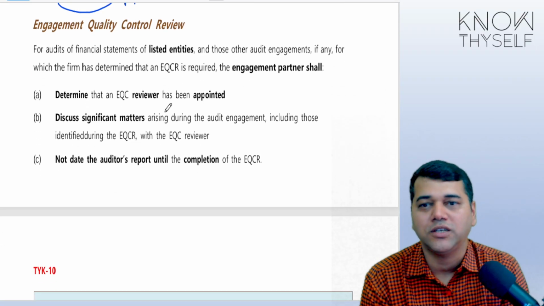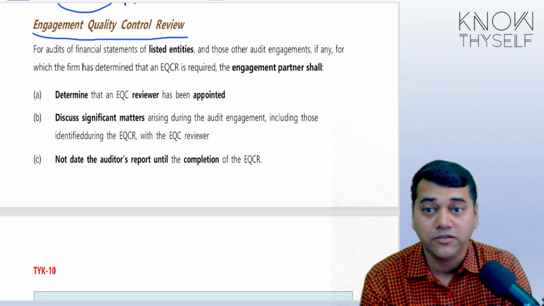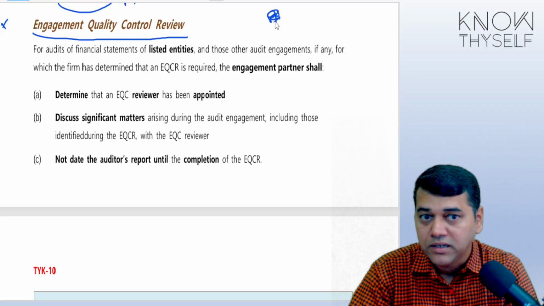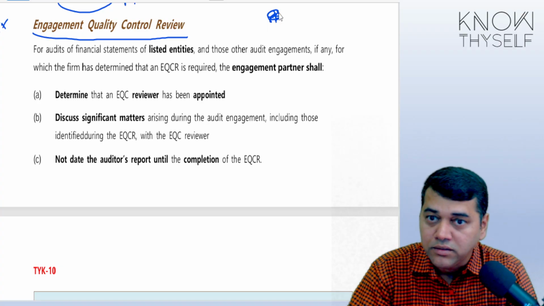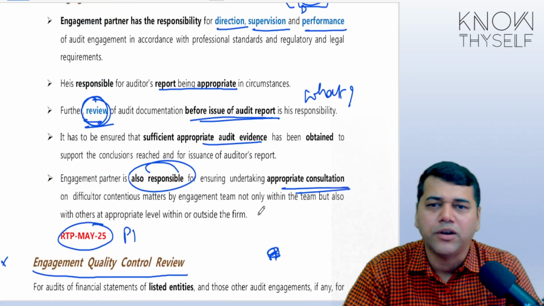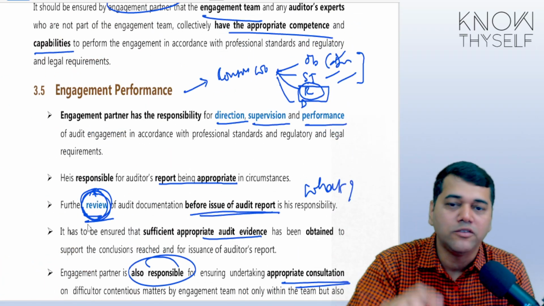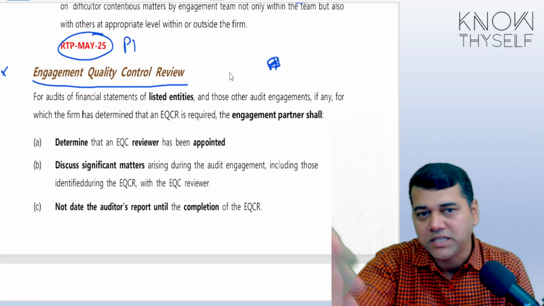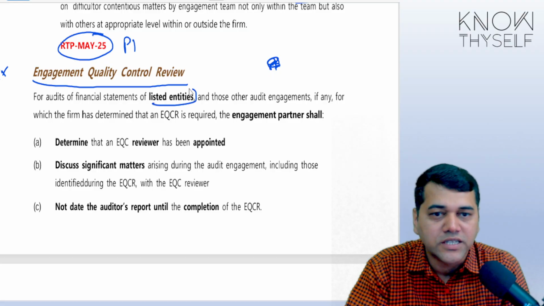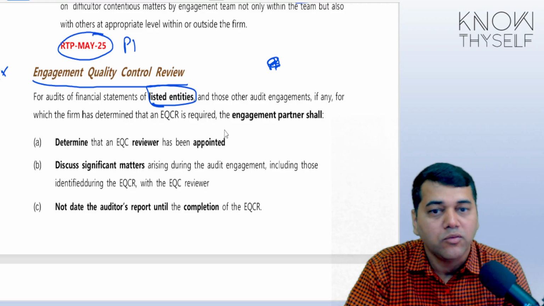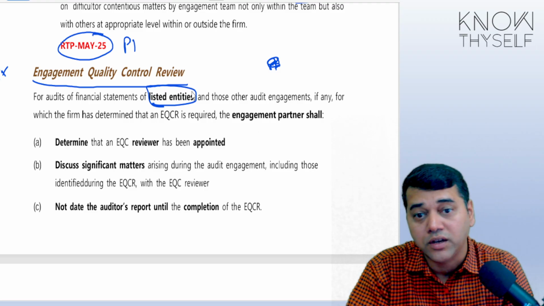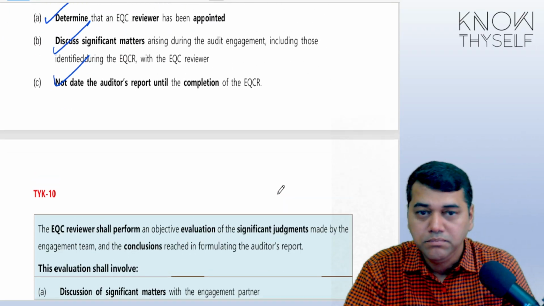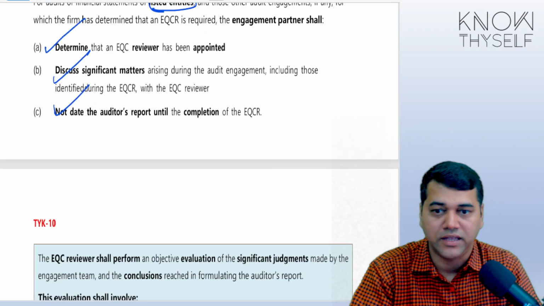Okay, now the next question comes: engagement quality control review. See, this is very important, students. We have seen in SA 220 that leadership is important, ethical requirements are important, and review of engagement performance is important, because this is not there in the study material. Engagement quality control review is important because we didn't speak much about it previously. For the audit of listed entities, what is the responsibility of an engagement partner towards the EQCR? Whether the EQCR is appointed, discuss the matter, and not date the report before completion. This is the same thing we have seen there also.